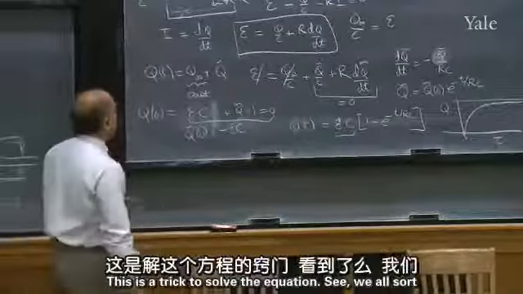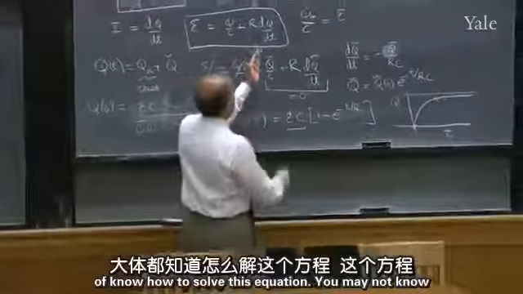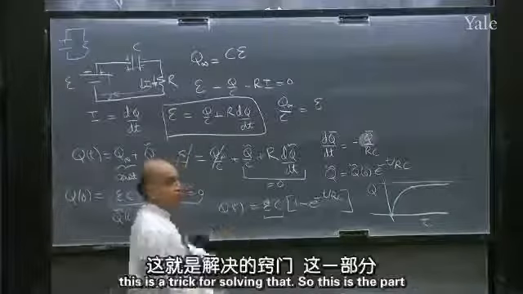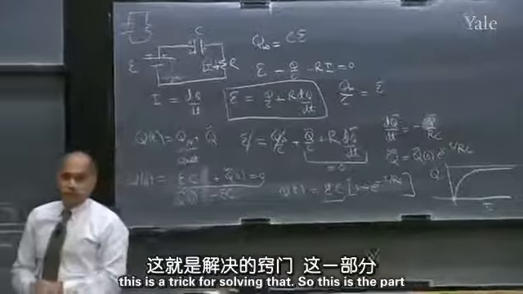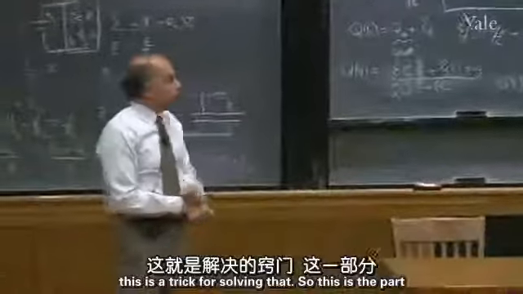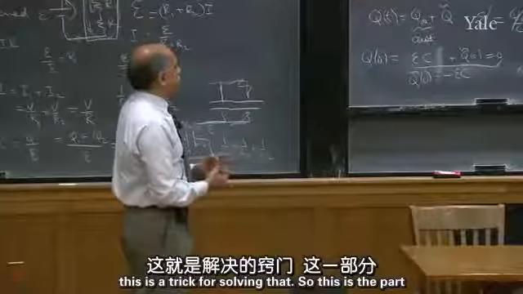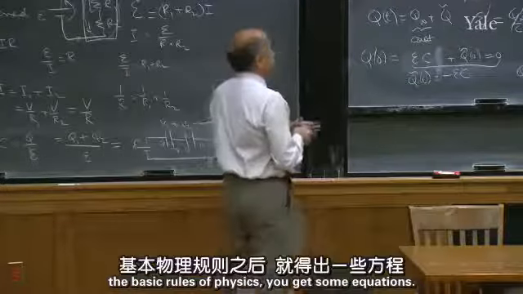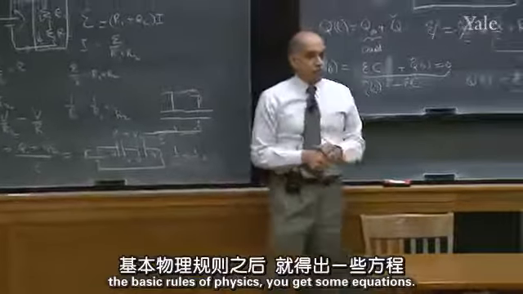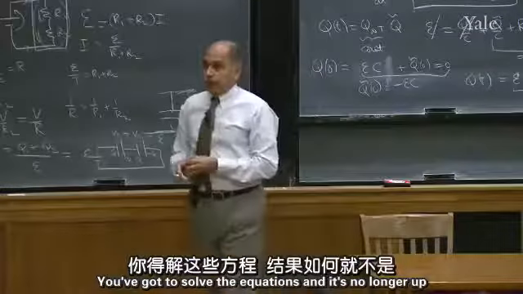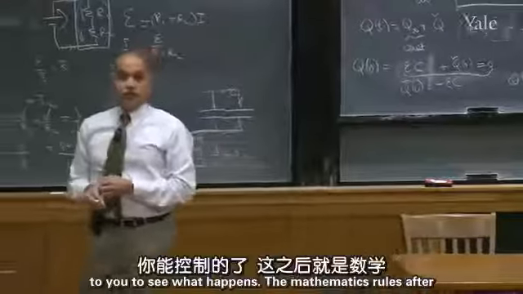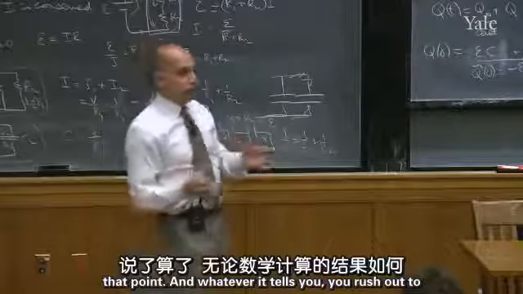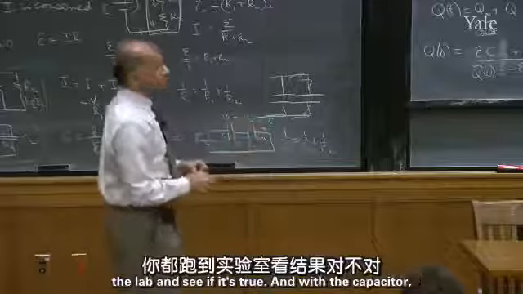This is a trick to solve the equation. We all sort of know how to solve this equation, but you may not know how to solve an equation with an extra term here, so this is a trick for solving that. This is the interesting part: once you write the basic rules of physics, you get some equations. You have to solve the equations, and it's no longer up to you to see what happens. The mathematics rules after that point, and whatever it tells you, you rush out to the lab and see if it's true.